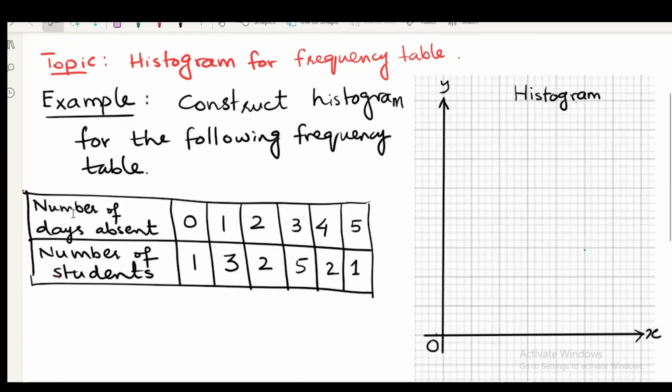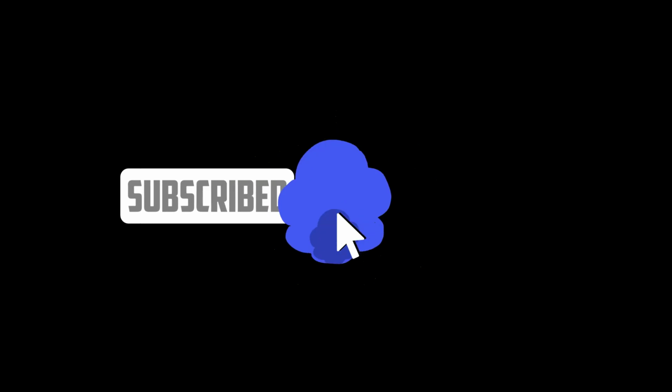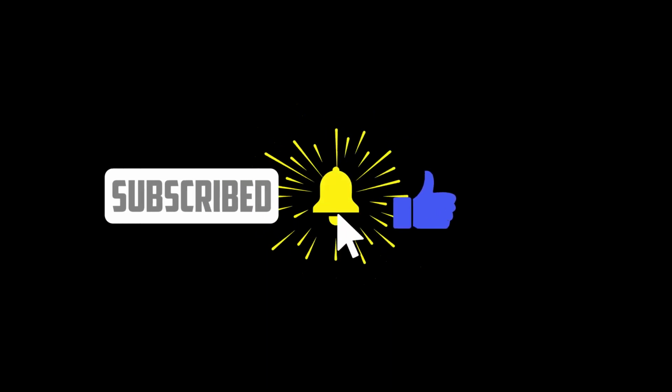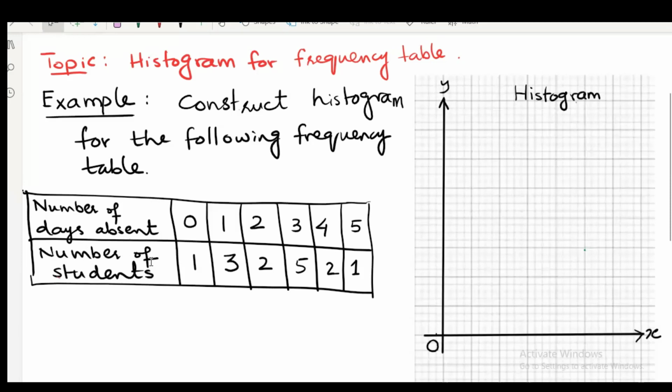In the first row, number of days absent, the data of the students are given: 0, 1, 2, 3, 4, and 5. And you are observing this is in ascending order. In the second row, number of students is given, which is 1, 3, 2, 5, 2, and 1. This row has no order.